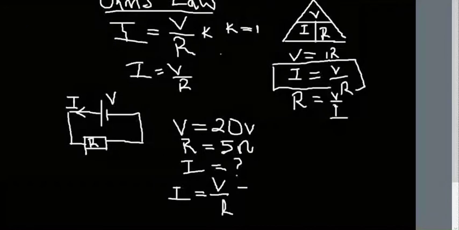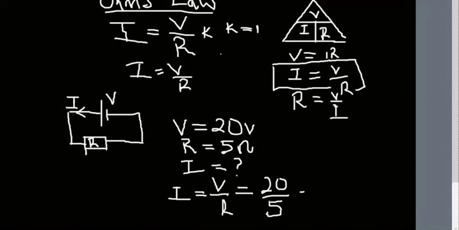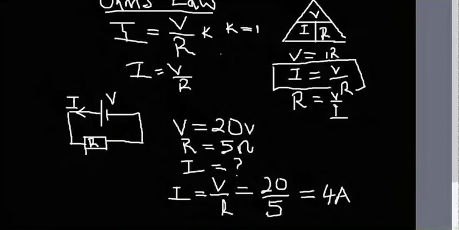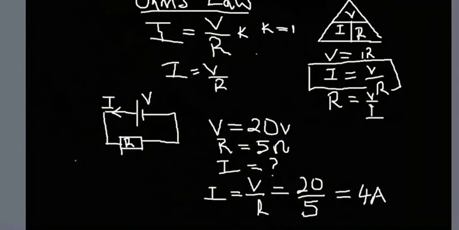So here now, V is 20 volts over our resistance of 5 ohms. So 20 divided by 5 will give us 4 amperes. Okay, so the current is 4 amperes. Here you see that the voltage is 20 volts, and the current that passes through the circuit is 4 amperes, and you can also represent this in a graph.